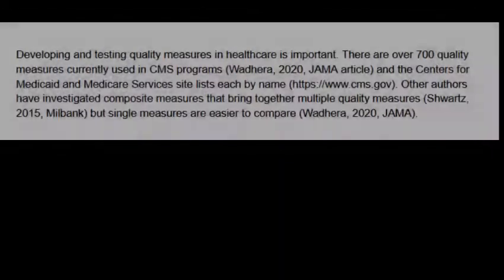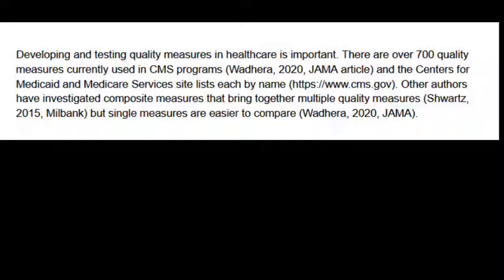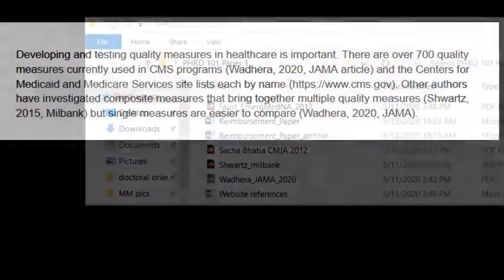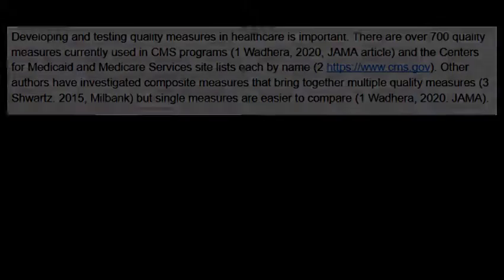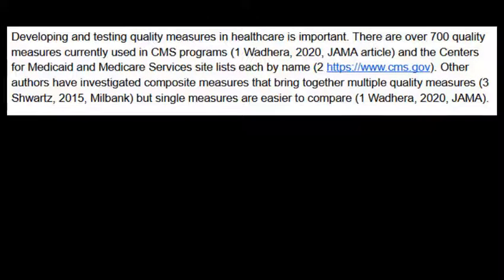After you have edited the paper for content, complete the references. Make a copy of your complete paper with placeholder references just in case you make a mistake and need to refer back to figure out what you cited. Read the paper and assign numbers to the references as you go through the paper. In my sample paper, the first reference I encounter when reading from the beginning is to Wadhera 2020 JAMA. I will mark this as number 1.